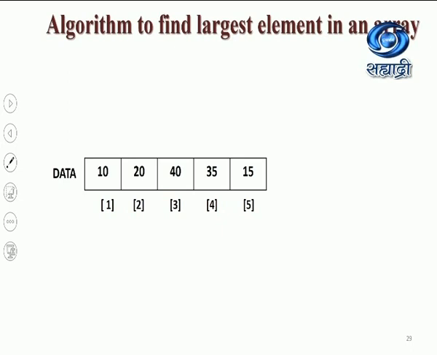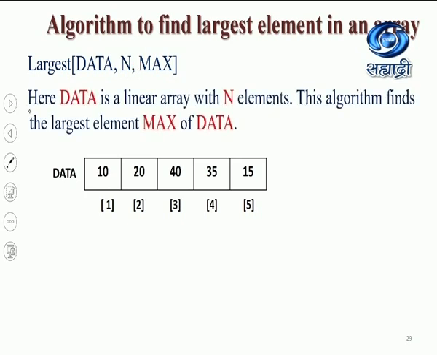I told you that while writing an algorithm, 2 important parts are there. First is the initialization part and second is the actual logic you are going to use. First of all, mention the values required to solve that particular problem. So largest, and in square brackets data is the array name, n is the number of elements, and max is the variable which stores the maximum element from the given array. So this is the initialization part. You have to explain all these terms in the paragraph part.